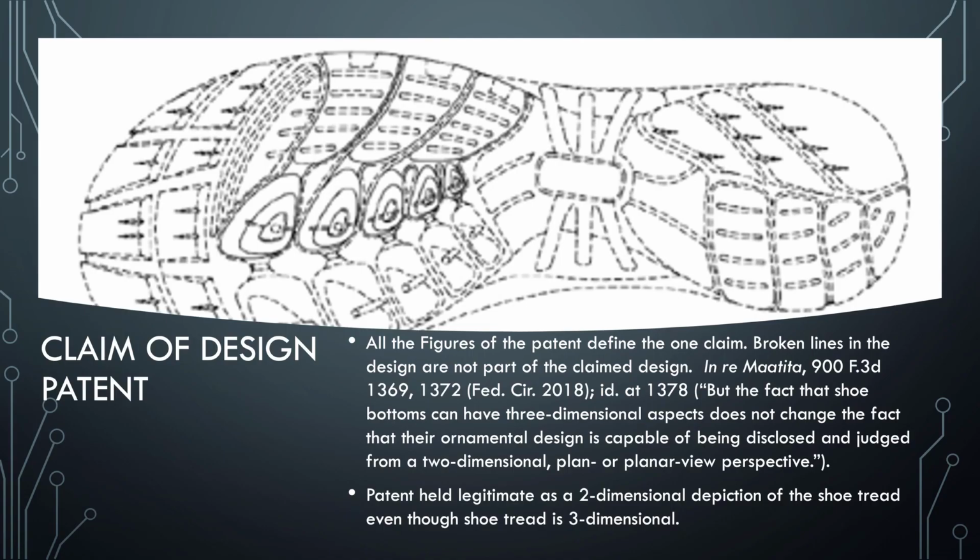And so you see here on our next slide, there's a picture of a shoe, and this is an actual design patent on the sole of a shoe. And basically what happens is you submit a whole bunch of pictures of your ornamental design, and the figures that are ultimately issued by the government in terms of your ornamental design patent protection, they define the claim. Broken lines in the design are not part of the claim design. It's just sort of the non-broken lines part.